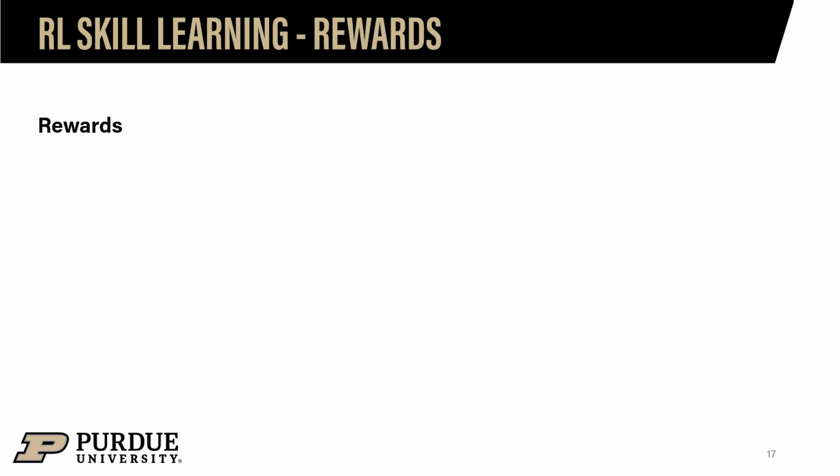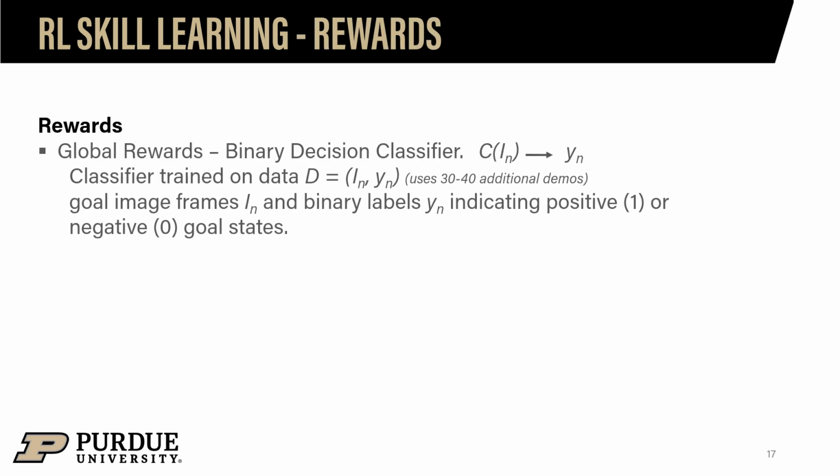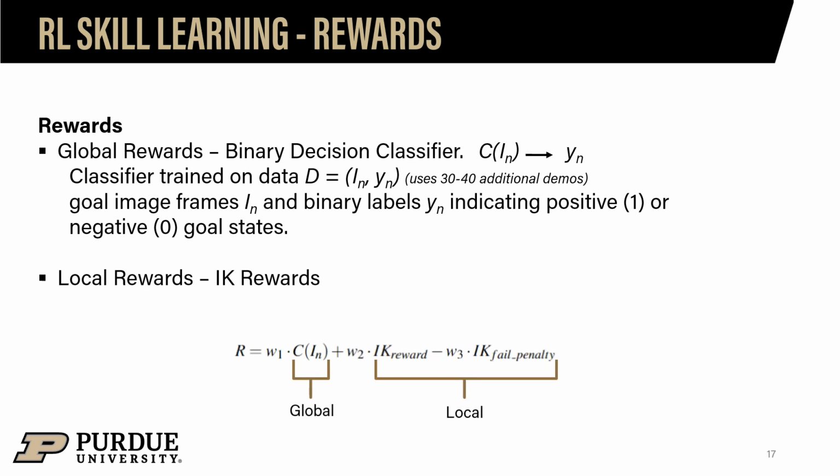The reward structure is divided into two parts. The first is a global reward, which is obtained through a binary decision classifier that is trained on goal scenarios. This would signify the reward for the entire team. The other reward that we have are local rewards, which are interaction key point rewards, which also help the entire system converge faster. The total reward is essentially the global reward along with the interaction rewards.